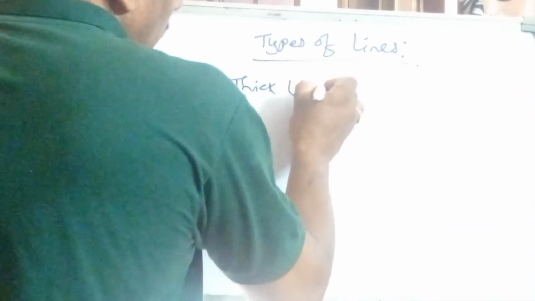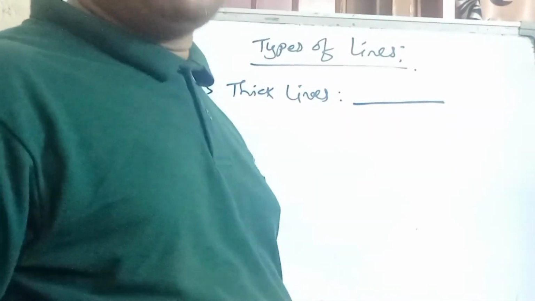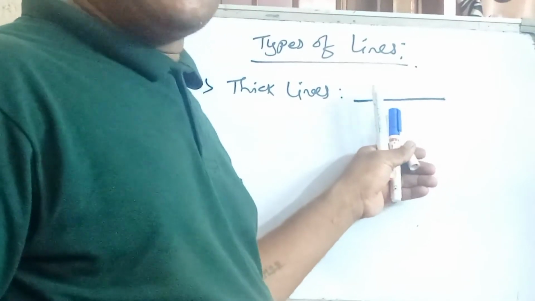So the first one is thick lines. Thick line means it is the final view. Whatever the figure you are drawing, that figure you must thicken with an HB pencil. So this is the thick line. It is drawn with an HB pencil.